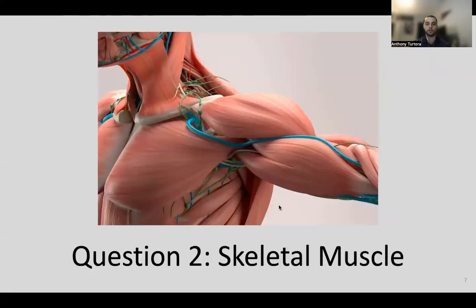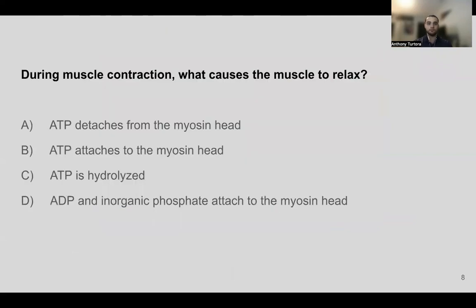So now our second question here is going to be specifically on skeletal muscle. All right. So the question states, during muscle contraction, what causes the muscle to relax? So I will think about what that is before evaluating each individual answer choice on the MCAT.